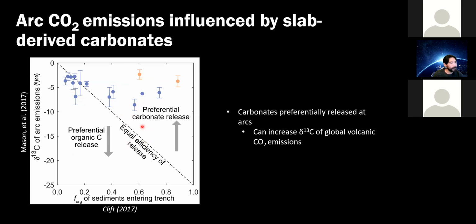And what I'm showing here in this dashed line is just a linear trend from 0 per mil at 0% organic carbon to minus 25 per mil at 100% organic carbon. And organic carbon is thought to be, on average, maybe around minus 25 per mil, and carbonates are around 0 per mil. So if we have equal efficiency of release at different F orgs, they should lie on this curve.